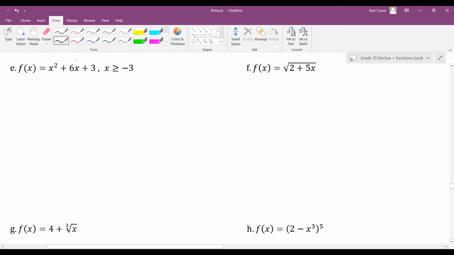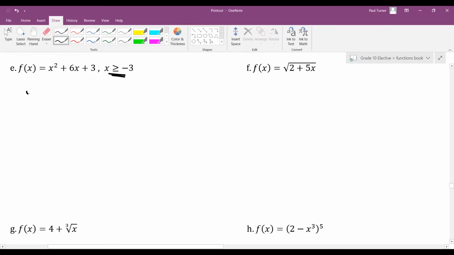So take a look at this one. Now you've got a quadratic. Now this is here for a reason. I'll teach more about this next week. So this graph is only when x is greater than or equal to -3. There's a reason for this, which I'll explain next week. But we can still find the inverse anyway.